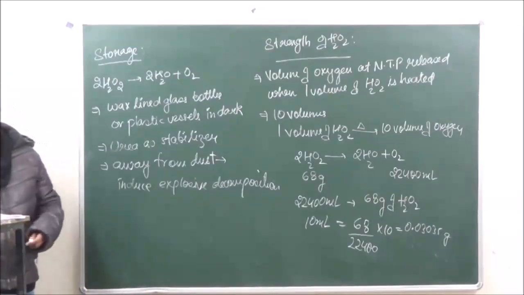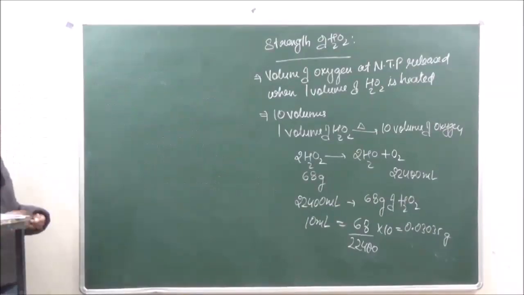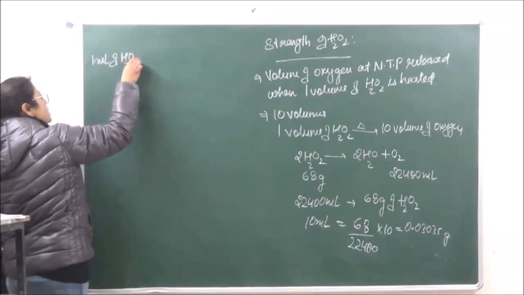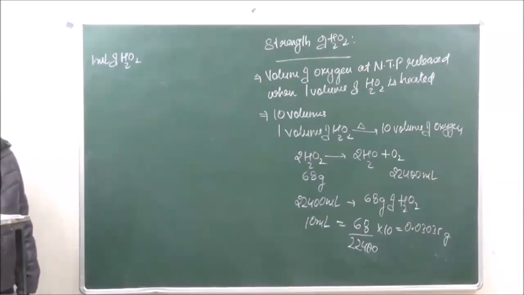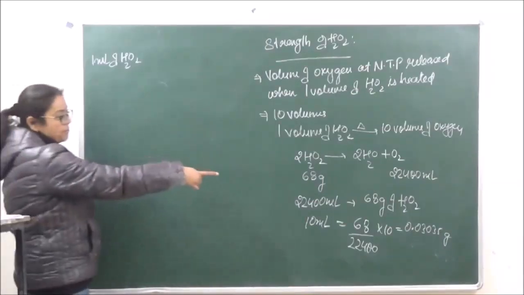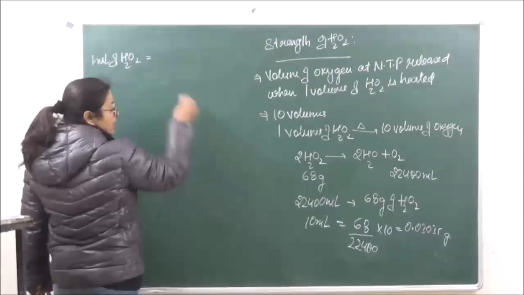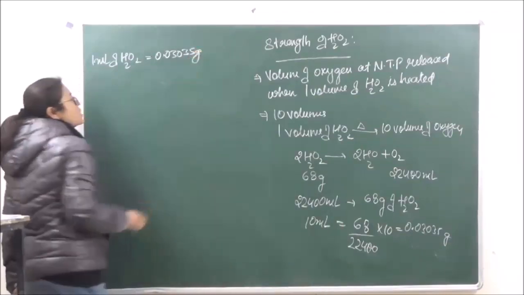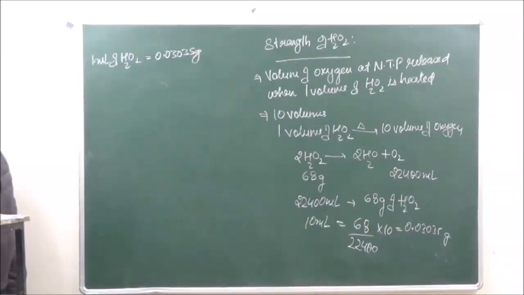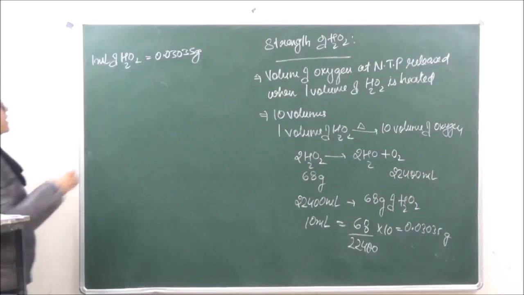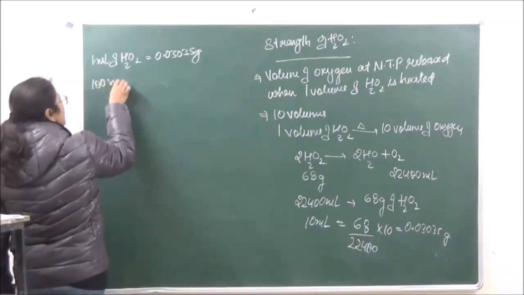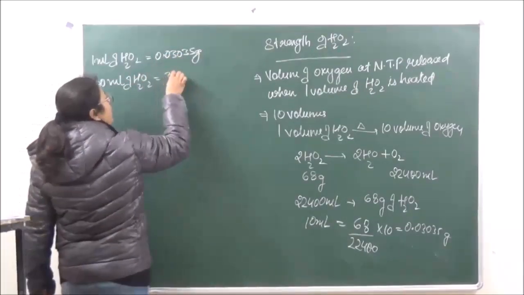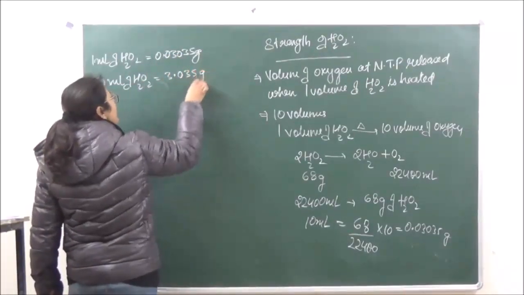So 1 milliliter of H2O2 will contain how much? 1 milliliter of H2O2 is going to contain 0.03035 grams of H2O2. Now over here 100 ml will contain how much then? 100 ml of H2O2 will contain 3.035 grams of H2O2.